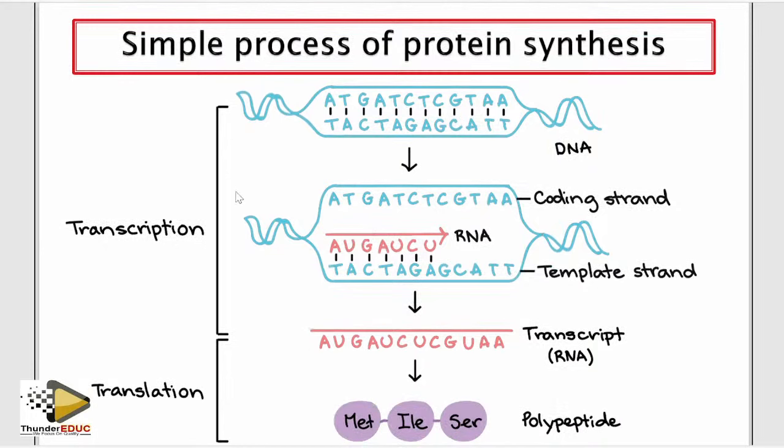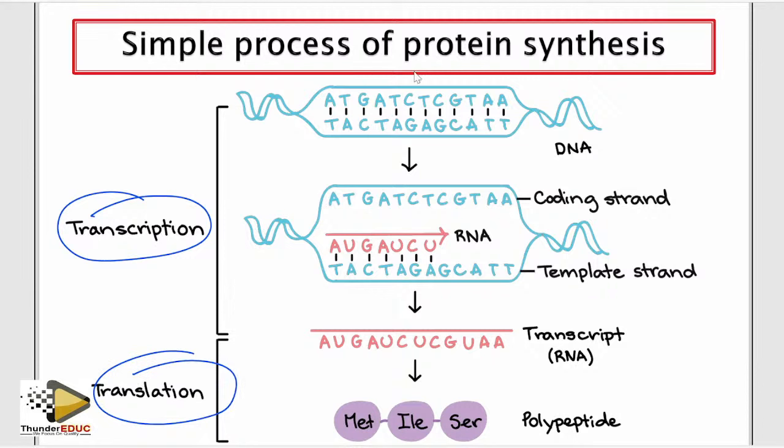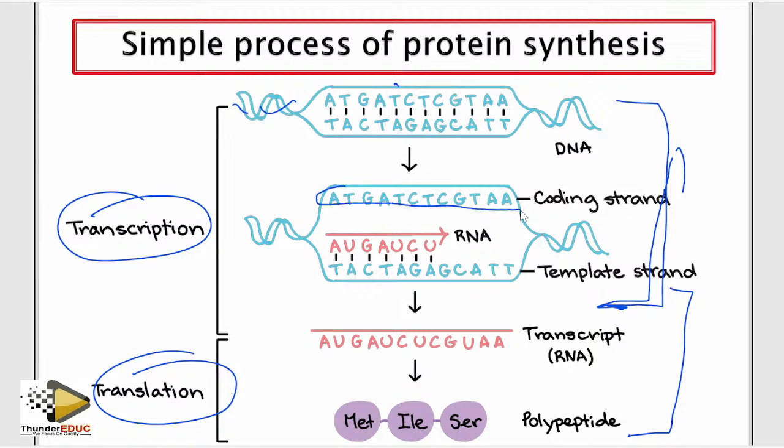This process is divided into transcription and translation, whereby all this is transcription, and all this is translation. All right. This is the DNA. Remember, it's a double helix, so it unwinds. After unwinding, it makes one strand act as a template.